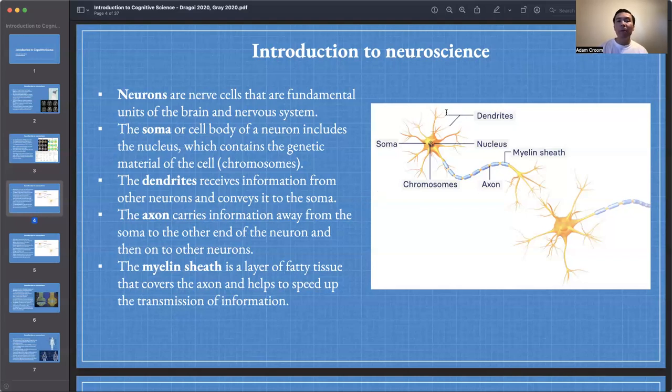Dendrites receive information from other neurons, right, and convey it to the soma. The axon carries information away from the soma and sends it to other neurons. Okay, so it's going to transfer information from the soma to the end of the neuron and then to other neurons from there. Also, we have the myelin sheath, which is a layer of fatty tissue that covers the axon and helps to speed up the transmission of information.